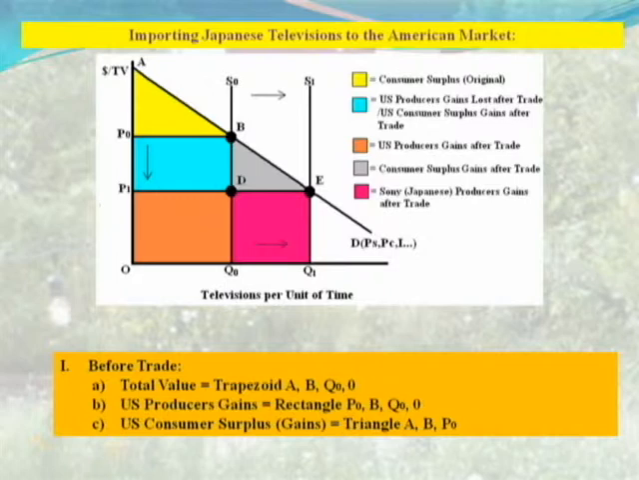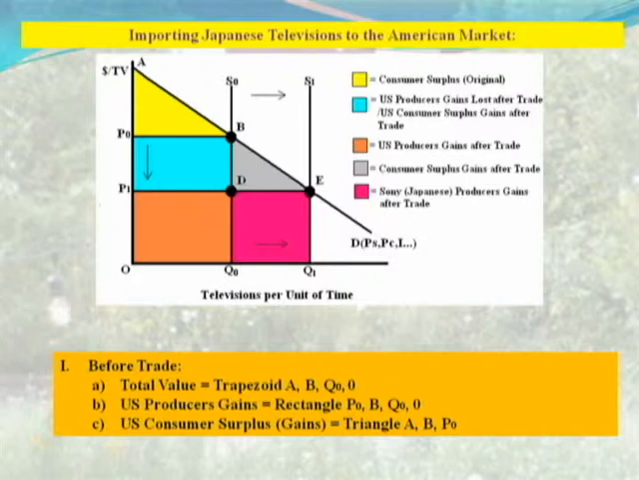The U.S. producers' gains, that is in this case the U.S. producers of televisions before trade, equals rectangle represented by P, or the price sub 0, letter B on the demand curve, Q sub 0 at the bottom there, and 0 in the lower left hand corner. That rectangle represents the U.S. television producers' gains before trade.